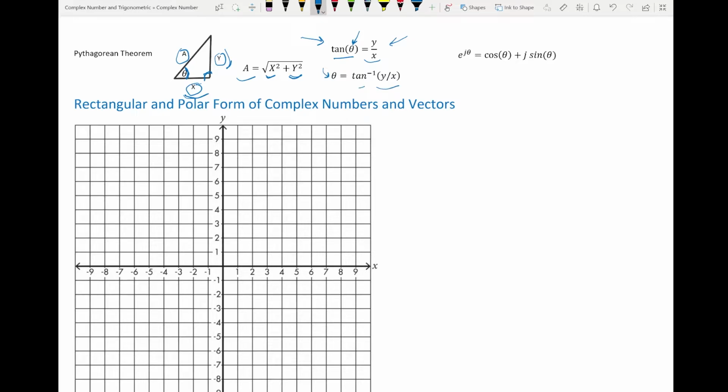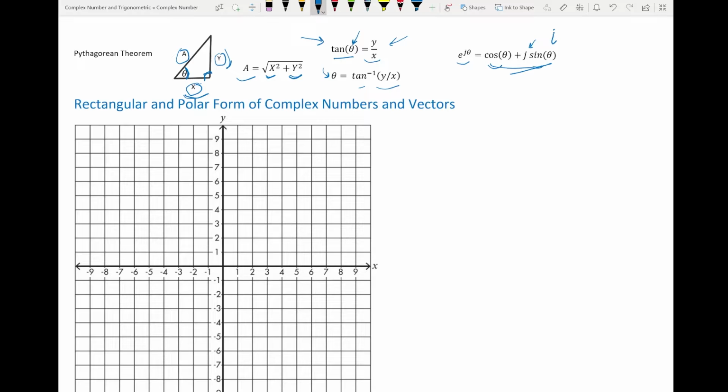The trigonometric property we will use is e to the power of j theta equals cosine theta plus j sine theta. So that's a complex number. Engineers use j. Physicists and other fields call it i, but it's the same, j or i. Okay, let us start talking about complex numbers in rectangular form and polar form and plot them as a vector.